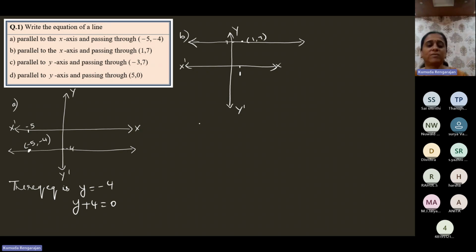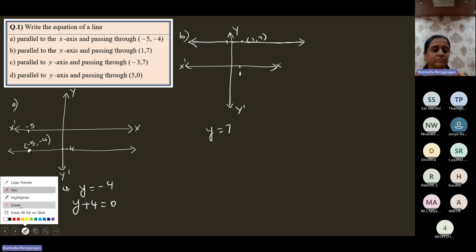So we know that when a line is parallel to the x-axis, its equation will be of the form y is equal to a constant. And if the line is above the x-axis, the constant will be positive. And the value is the distance, 7 units. So y is equal to plus 7. You can see that on this line, the y coordinate is always 7. Any point on that line, the x coordinate will change, but the y coordinate is 7.